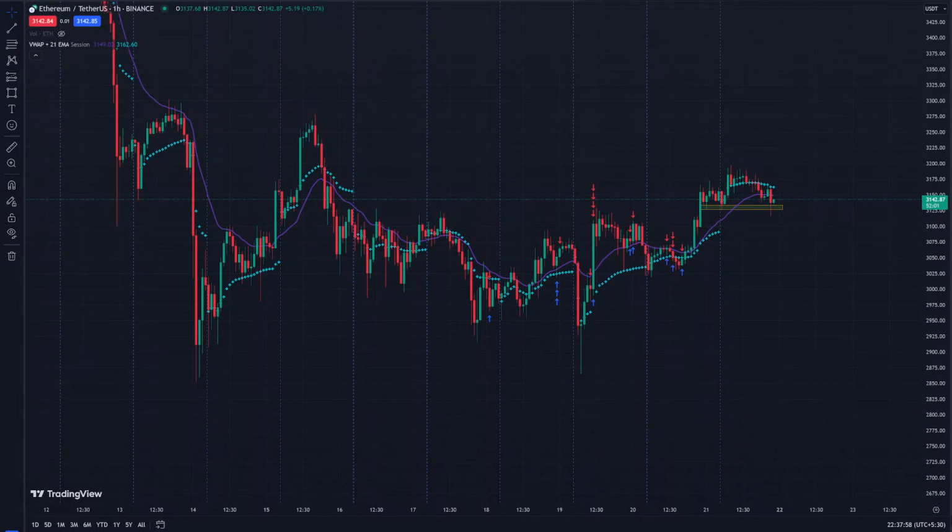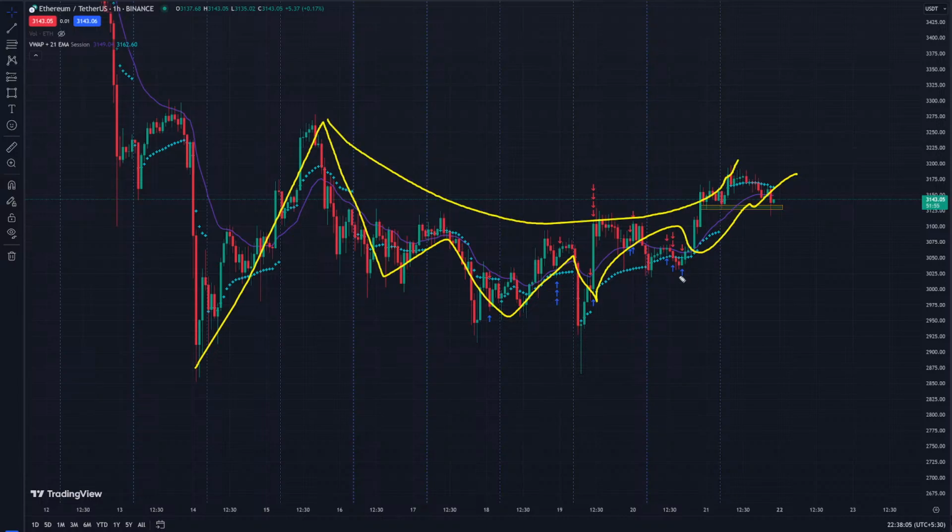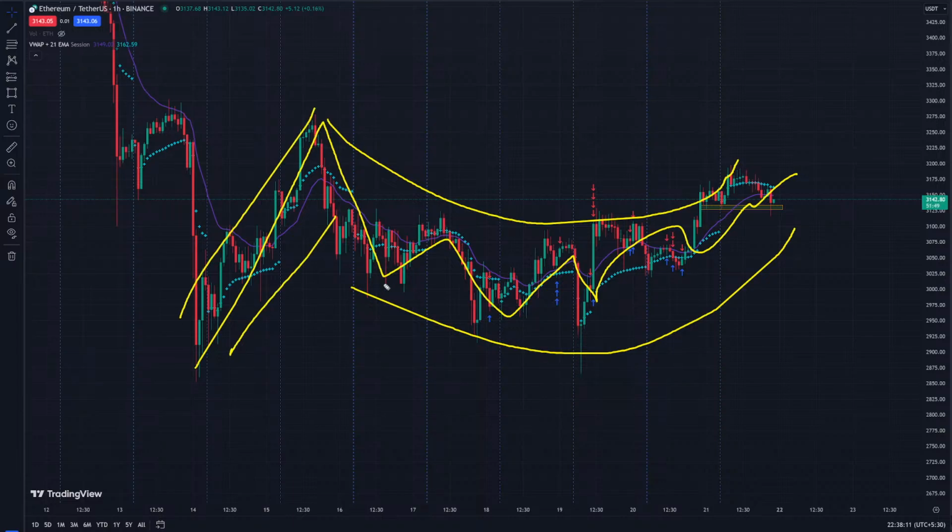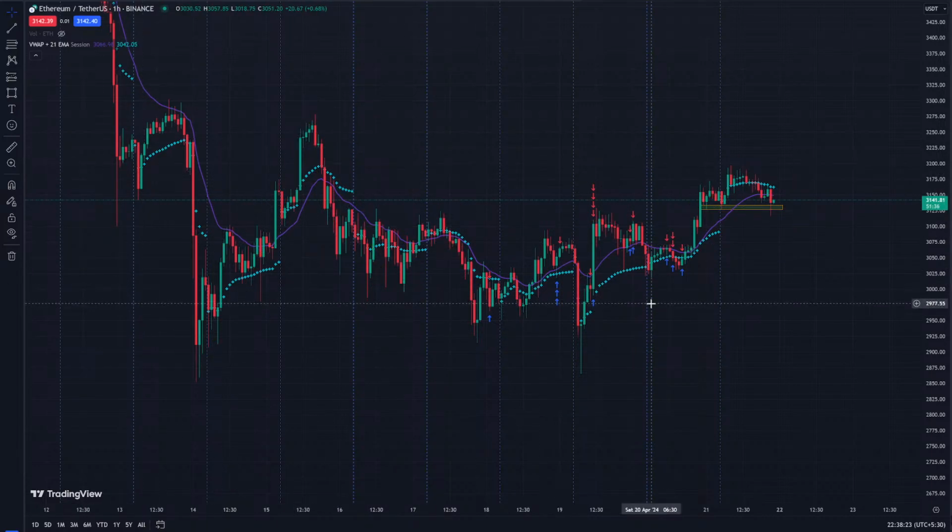You can see here, price is actually in a sideways market right now, and you can see here a cup and handle type of situation. Here you can see the handle, and there's a cup. So currently we are waiting for some kind of price action, and then only we can take trades.